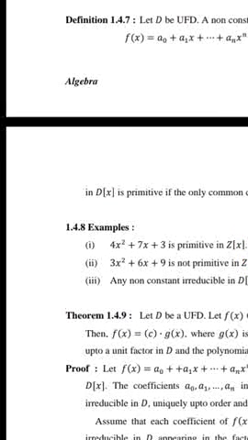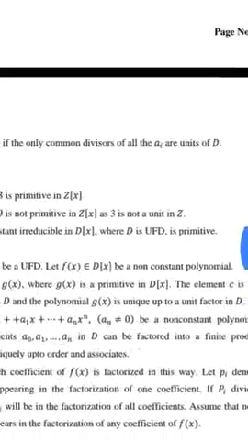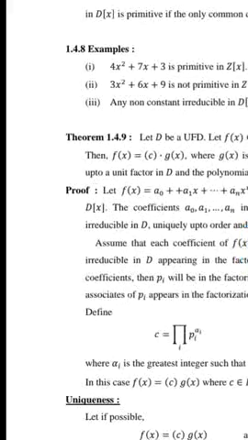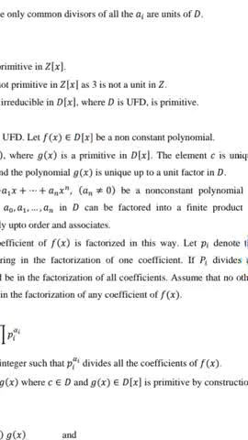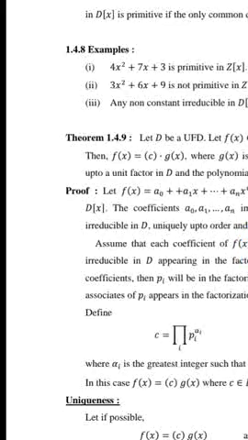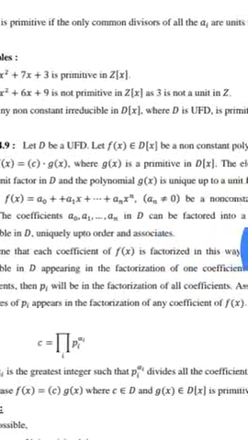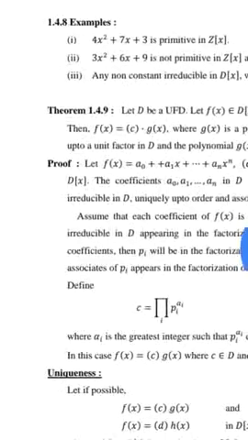Theorem. Let D be a unique factorization domain. Let f of x belonging to D of x be a non-constant polynomial. Then f of x is equal to c into g of x, where g of x is a primitive in D of x. The element c is unique up to a unit factor in D, and the polynomial g of x is unique up to a unit factor in D.